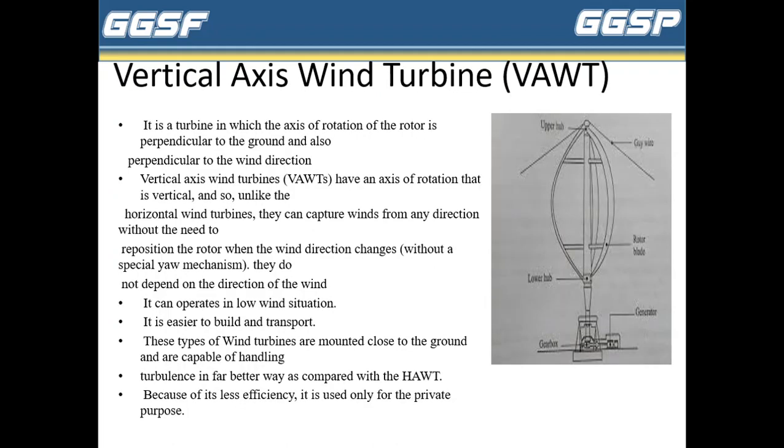Next, this is the second type of small wind turbines, that is vertical axis wind turbine. It is a turbine in which the axis of rotation of the rotor is perpendicular to the ground and also perpendicular to the wind direction. Unlike horizontal wind turbines, they can capture winds from any direction without the need to reposition the rotor when the wind direction changes. They do not depend on the direction of wind. It can operate in low wind situations, and it is easier to build and transport.